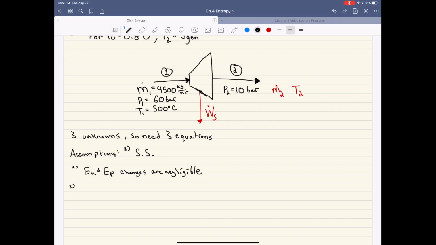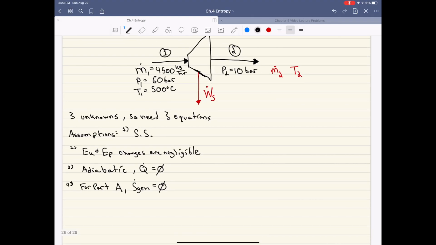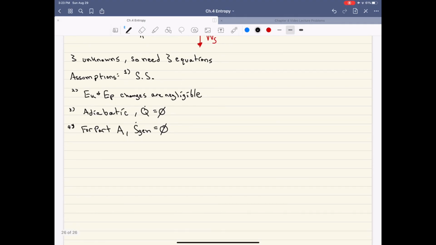The problem statement once again told us that the turbine operates adiabatically, so that means Q dot is going to be equal to 0. And then once again for part A, S gen dot will be equal to 0. So those are the assumptions that we could apply to the situation. And so now let's go ahead and apply them.